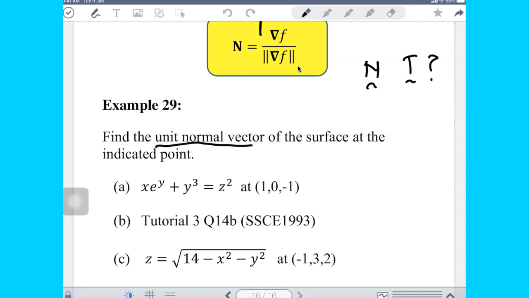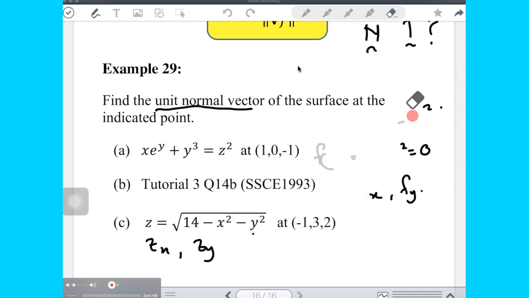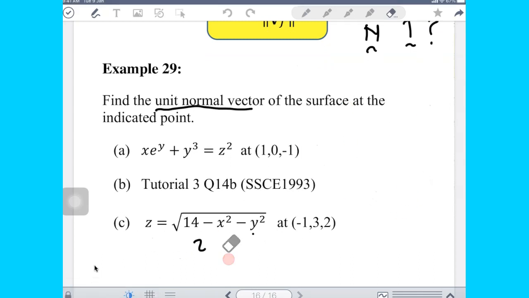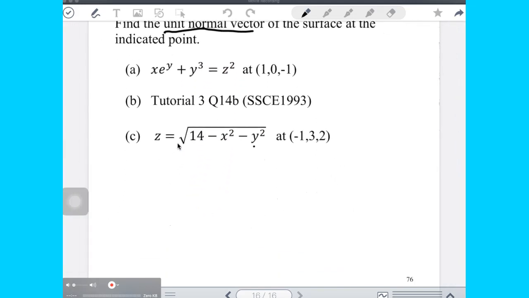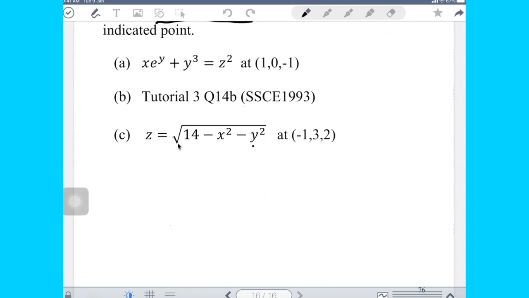Okay, so to answer this question, the first thing that you have to do is make sure that whatever scalar function is given to you, you must make it equal to 0. So how can you make it equal to 0? To answer A, you just bring everything to the left or everything to the right.